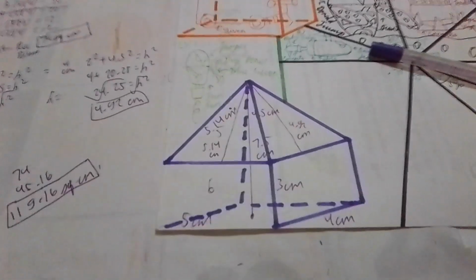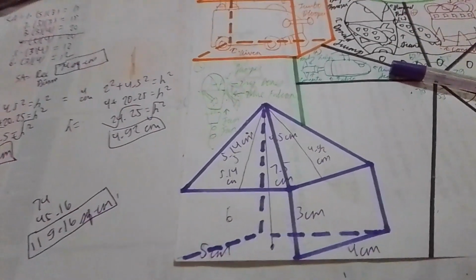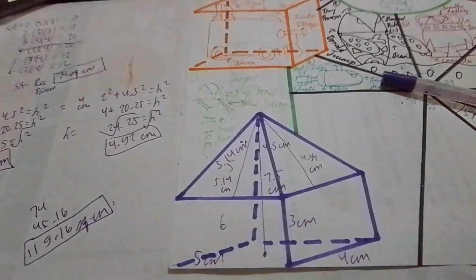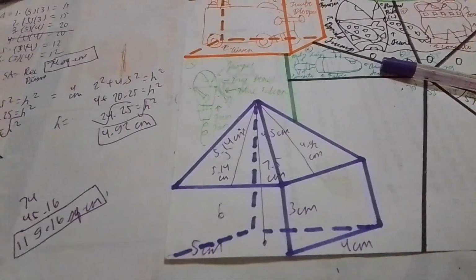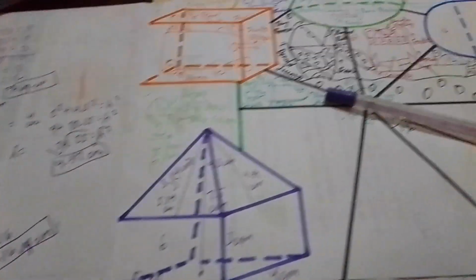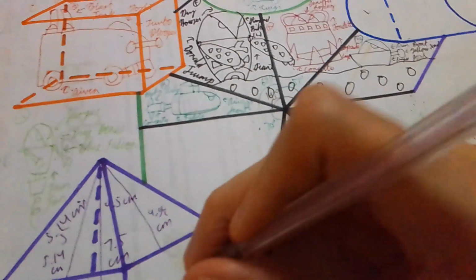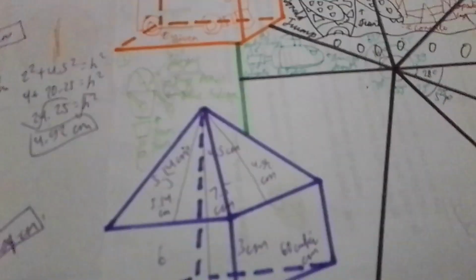Now for the volume, it's still easy. For the volume, you just have to get the volume of the prism and the pyramid, then add it all together. Kaya that's still easy. For the prism, it's very easy. 3 times 4 times 5. 3 times 4 is 12. So that's 60 cubic centimeters.